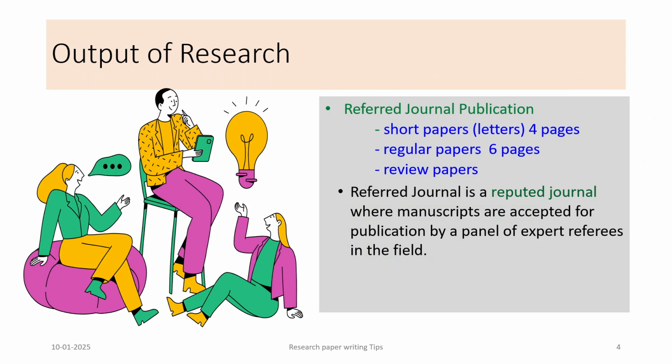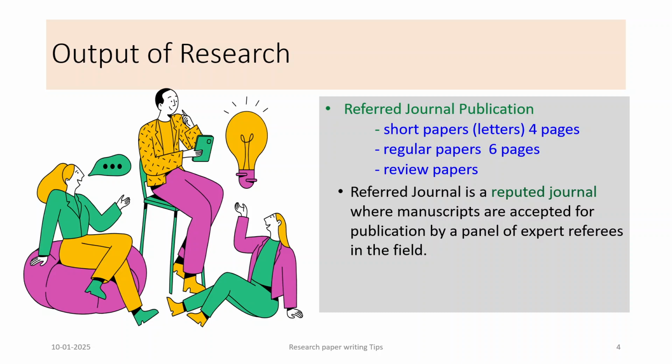But if you do research, what will be the output of the research? Definitely the output will be research publications as the minimum, or you can go for a patent, or you can go for some product, whatever things are there. Here, immediately we think about refereed journal publications.